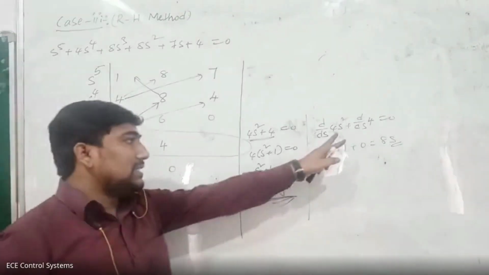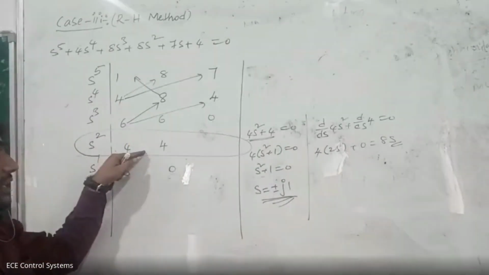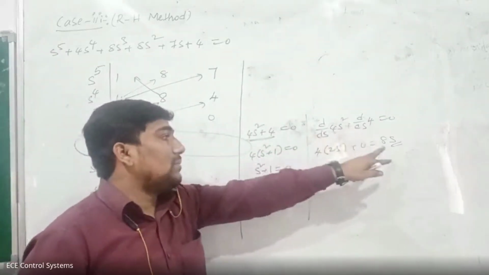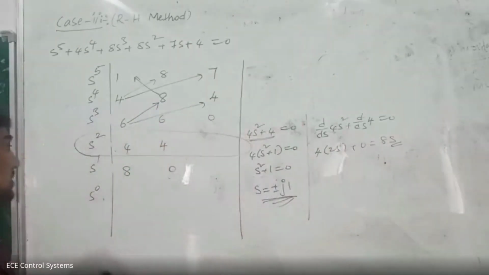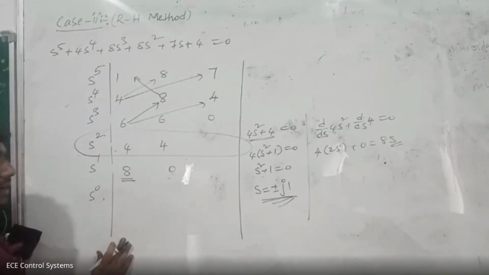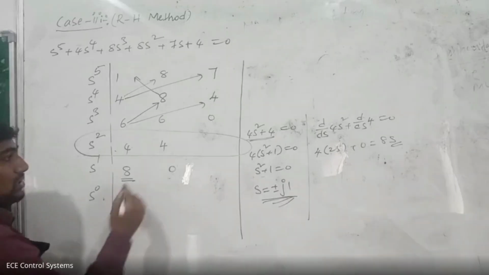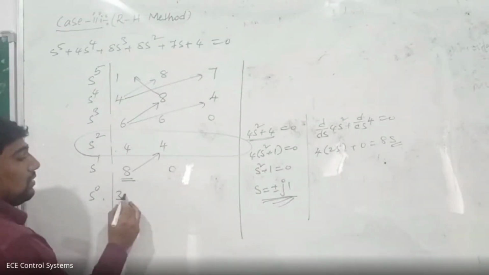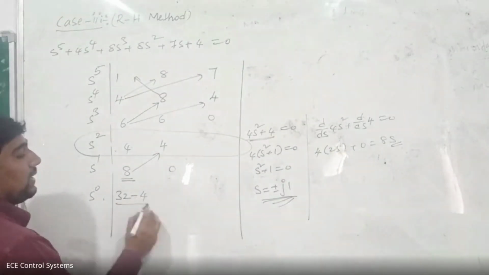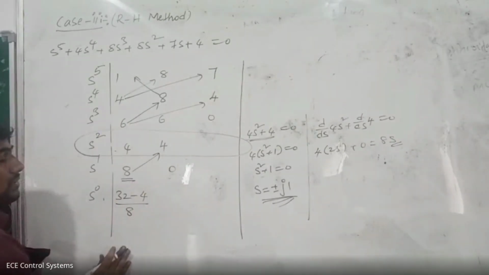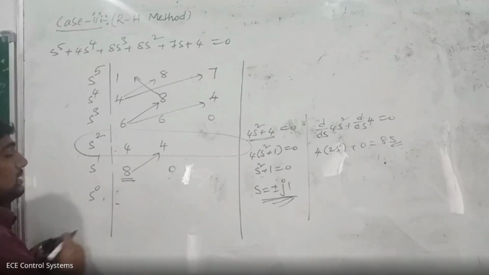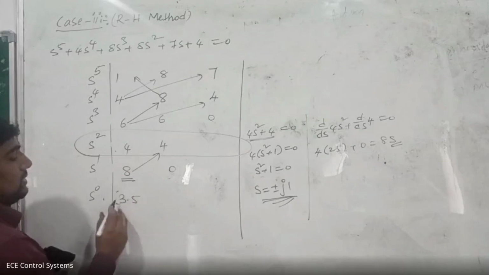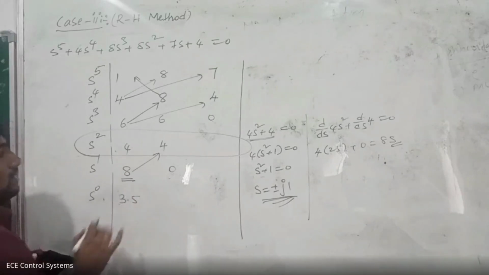Okay. Take the differentiation part first from the previous step. From this previous step, you take the coefficient value, that is the s coefficient 8. That 8 is substituted in our s power 1. Now you have to take the normal procedure. 32 minus 4 by 8, that is 28 by 8. What is 28 by 8? 3.5, I think. 3.5.